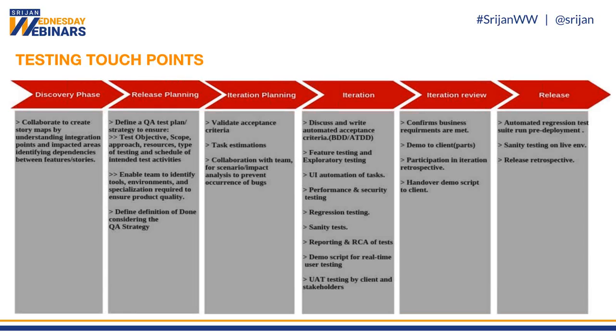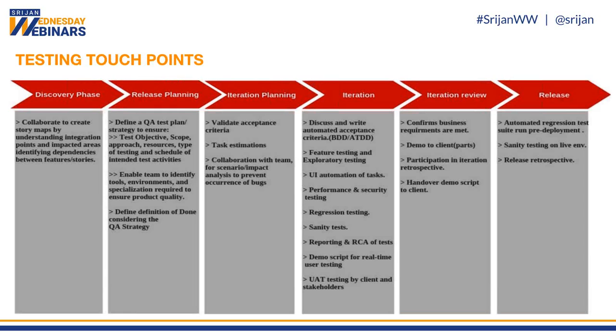In the iteration phase, we do feature testing, exploratory testing, UI automation, performance, security, regression, sanity, and other kinds of testing which are applicable. It can totally depend on the project or the product. And in the same phase, UAT testing is also done by the client and other stakeholders. So this is the most extensive phase of the whole process.